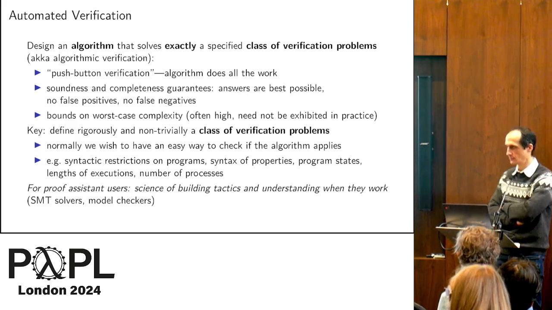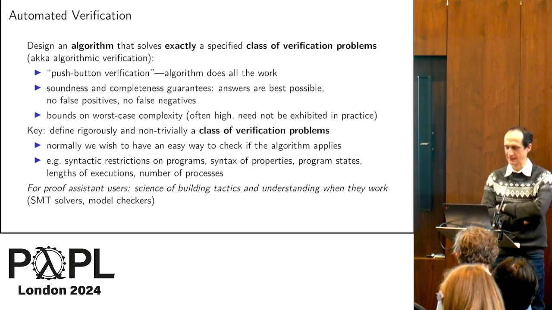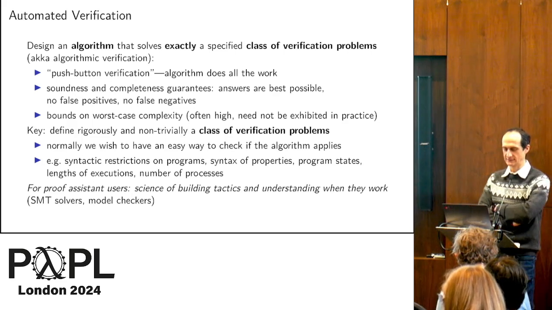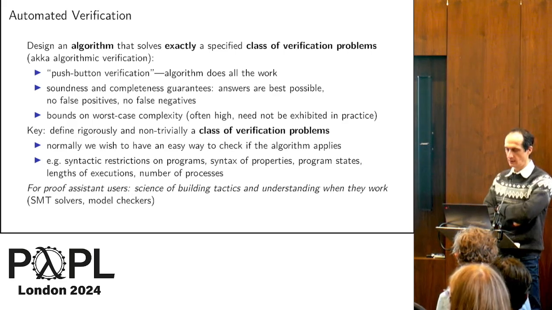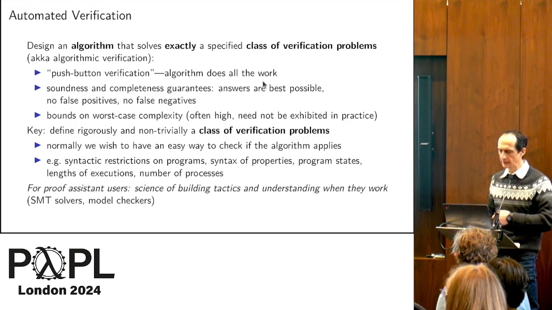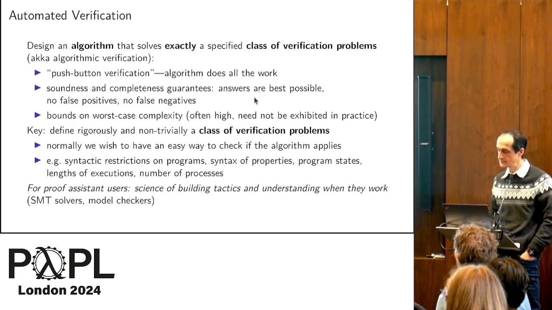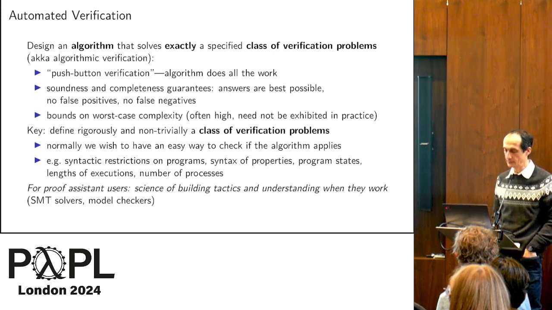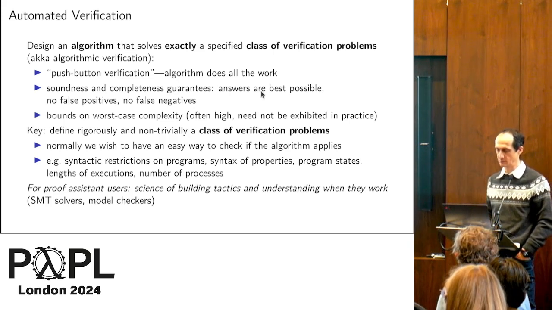For example, if you're a user of a proof assistant, you can think of this as a science of building tactics and understanding when they work. Right? So SMT solvers, model checkers, and so on would also all belong to automated verification. And so we would like to have soundness and completeness guarantees, so that the answers are always correct, whether we report a verification that the property holds or that there's a counterexample.